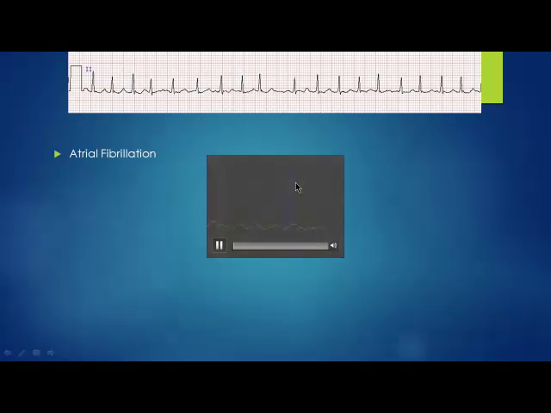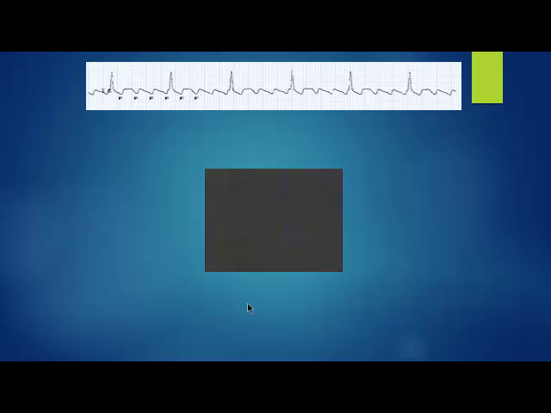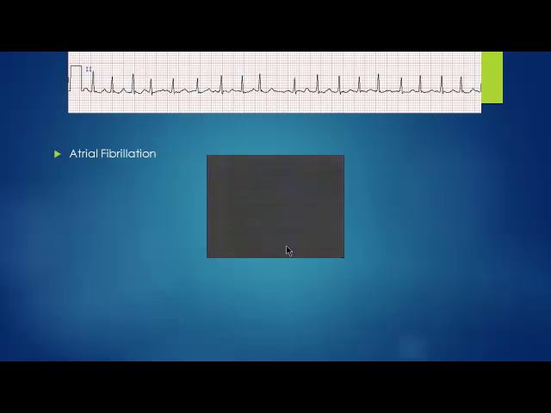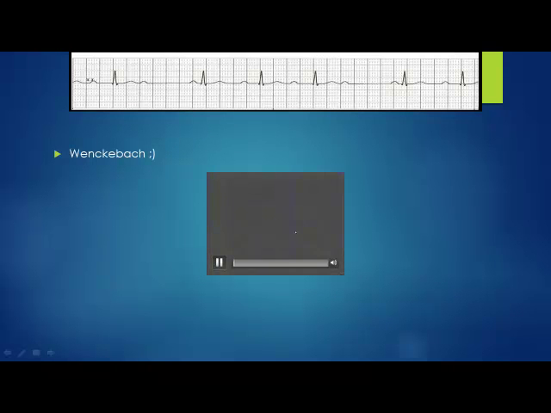Your dynamic waves here, your AFib, you're looking for your fibrillated baseline. This is a 4-to-1 conduction. Now remember, it's not always going to be textbook. Remember, your patients don't always read the textbook. All right.